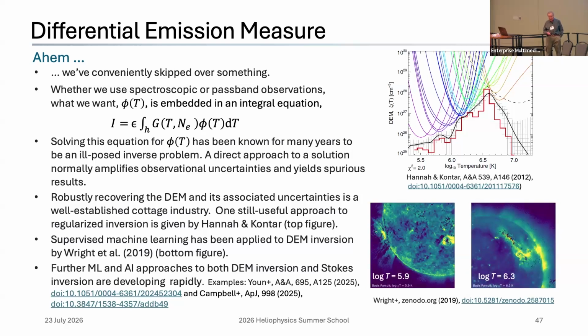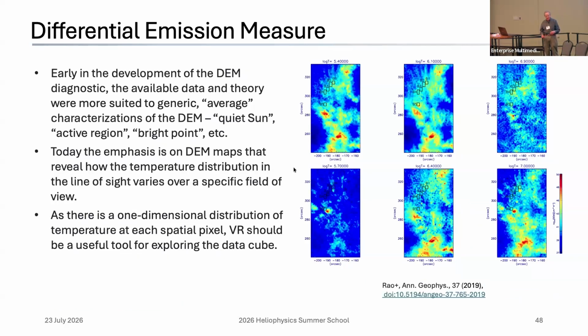In the lower right there is an example of an AI-assisted thing. You'll notice what you see is two temperatures, right? So it's comparing two temperatures, and you're seeing a map, right? Because in olden times, people would say, what's the differential emission measure of a typical quiet region or a typical active region or a typical bright point? That's not enough anymore. You want to know the differential emission measure in a two-dimensional array, right?